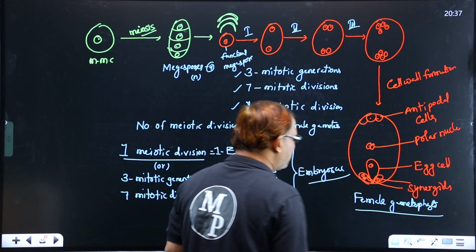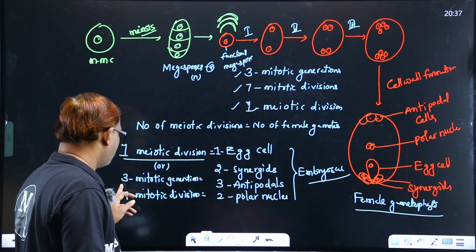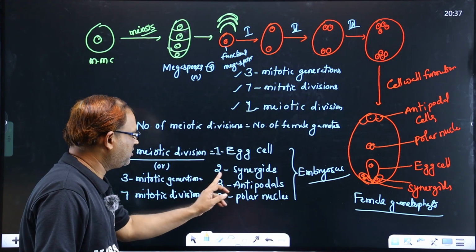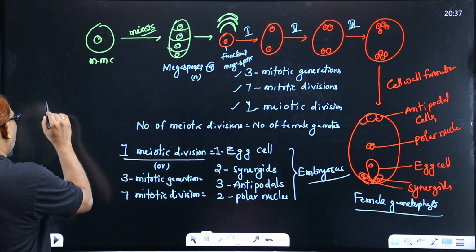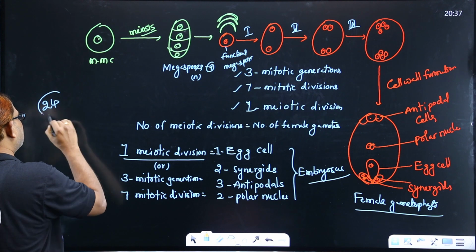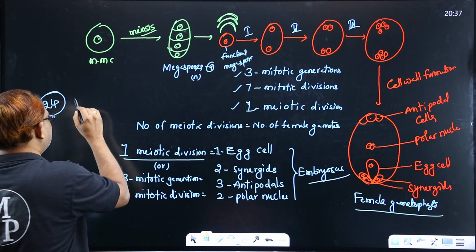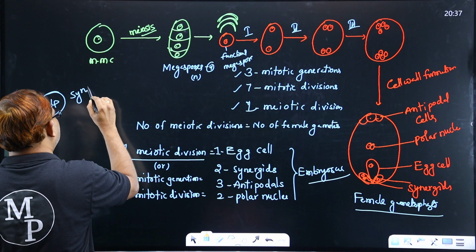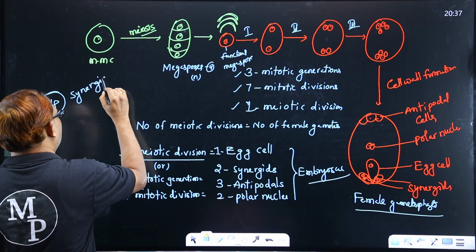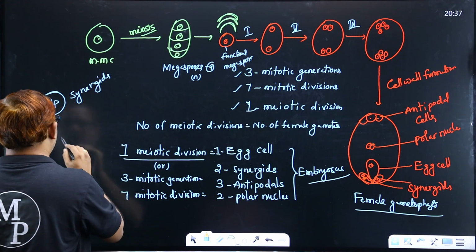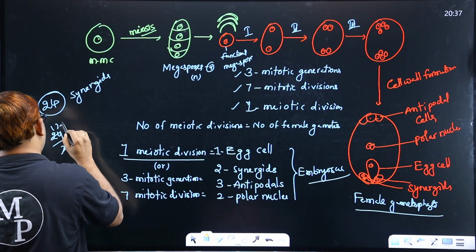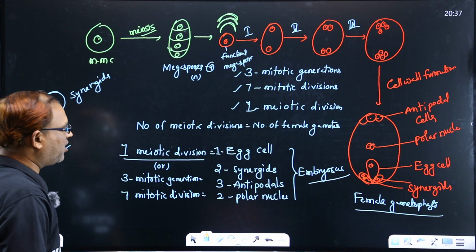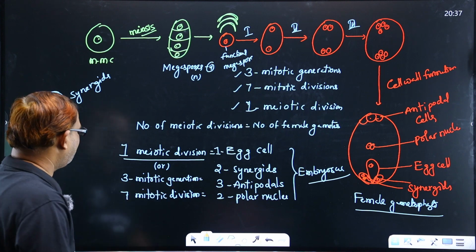Here, how many synergids are formed? For 7 mitotic divisions, 2 synergids are formed. But in the question, what? 24 synergids. 24 synergids are there. Means 24 by 2, that is equal to what? 12.